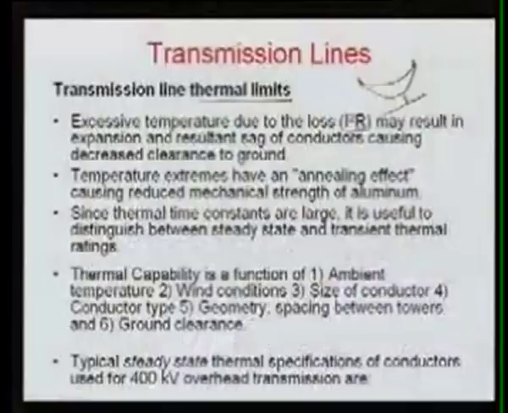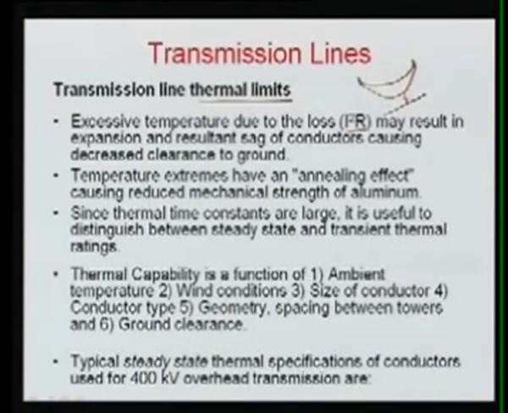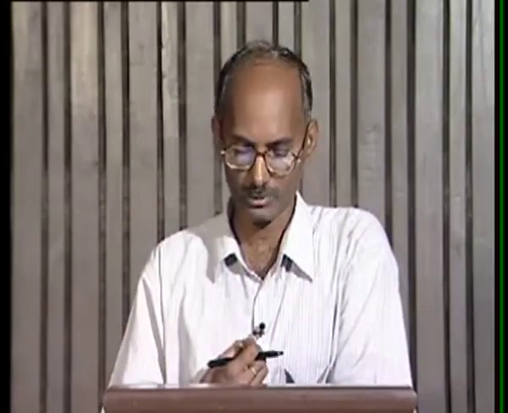The temperature extremes have an annealing effect, causing reduced mechanical strength of aluminum. At the same time, it is not only sag. If the temperature increases, this has the annealing effect, which means it will reduce the mechanical strength. Normally, we never use simple aluminum or copper conductors. We use different types of conductors like ACSR, that is aluminum conductor steel reinforced, to give more mechanical strength to the conductor.